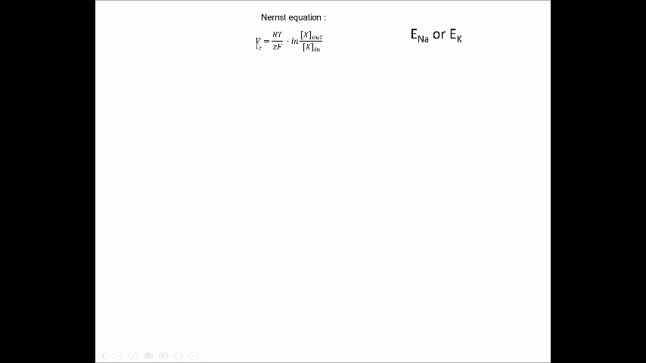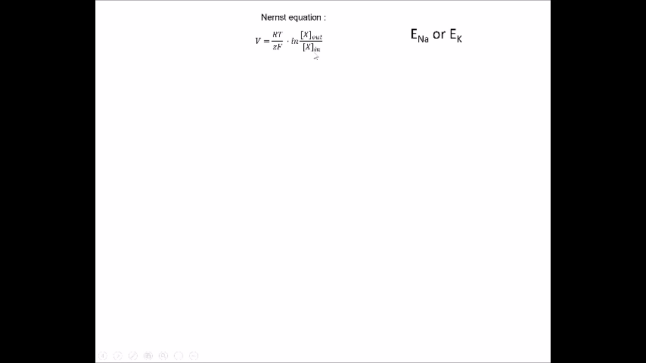V is the voltage or the membrane potential. R is the gas constant, T is temperature, Z is the ion charge. Say for sodium it's +1, for chloride it would be -1. F is the Faraday's constant. Then ln, the natural log, of the concentration of the ion on one side, let's say the outside, versus the concentration on the inside. So what does this tell us?